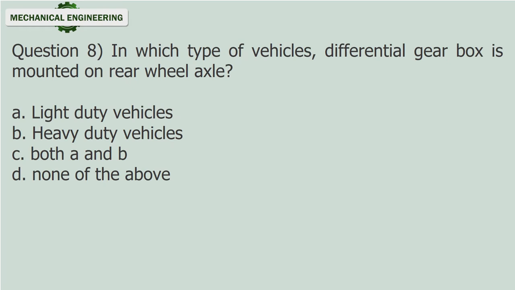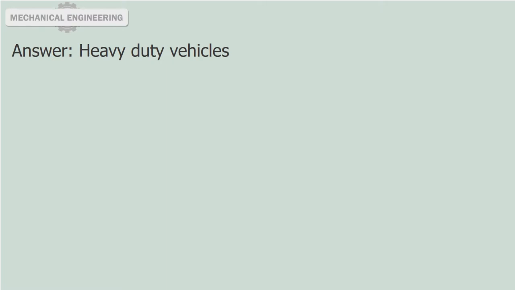Question 8. In which type of vehicles differential gearbox is mounted on rear wheel axle? A. Light duty vehicles. B. Heavy duty vehicles. C. Both A and B. D. None of the above. Answer: heavy-duty vehicles.